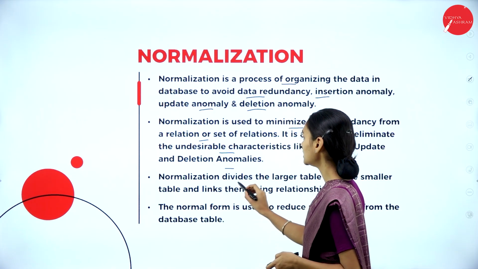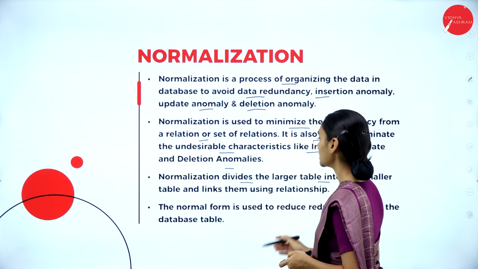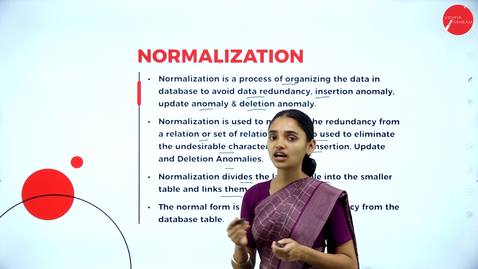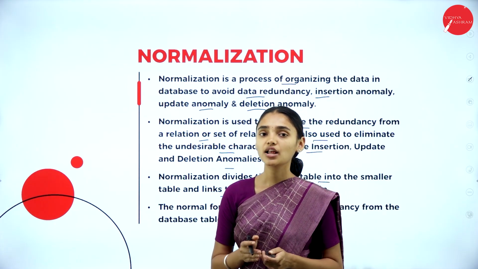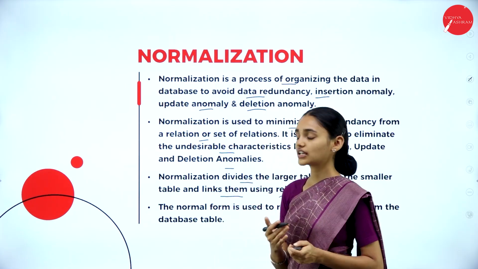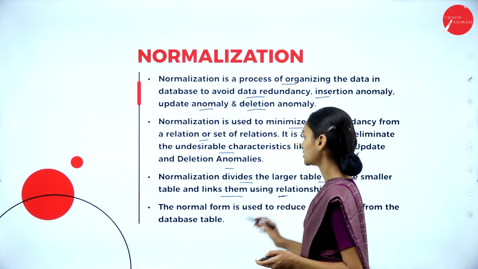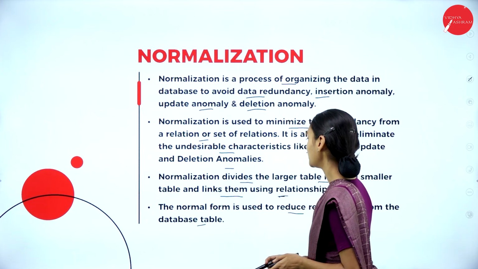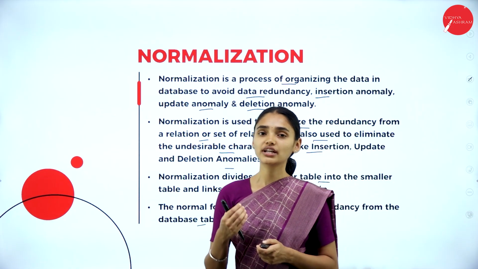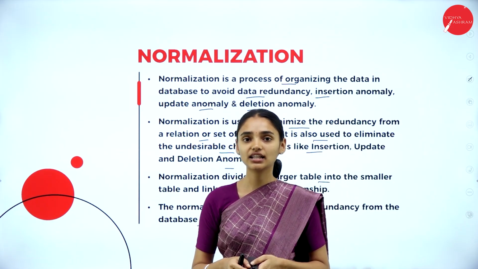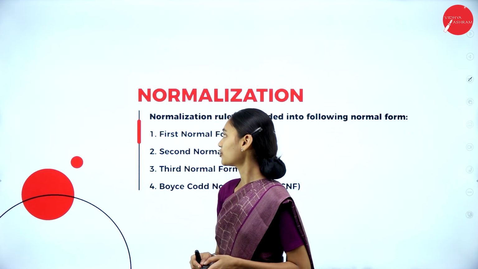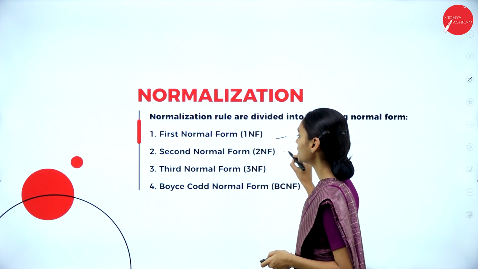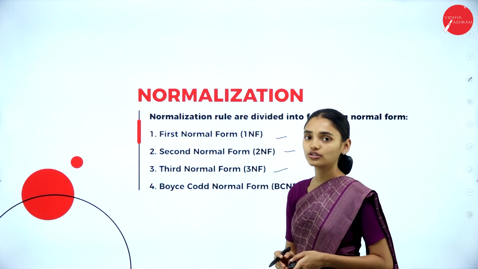So normalization divides the larger table into smaller tables and links them using a relation. We can link them using a relationship. The normal form is used to reduce redundancy from the database table. Next we have types of normalization. There are 4 types: first normal form, second normal form, third normal form and Boyce-Codd normal form.